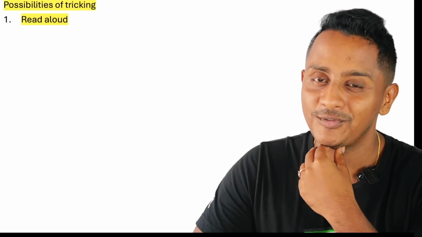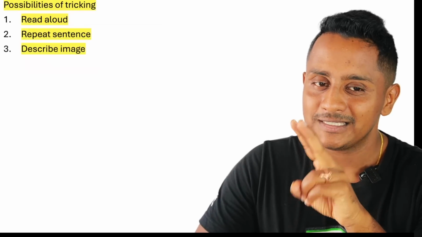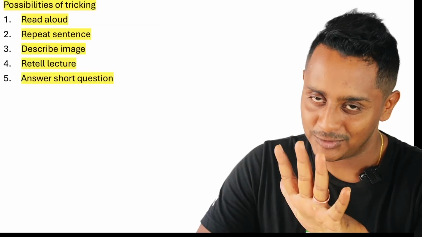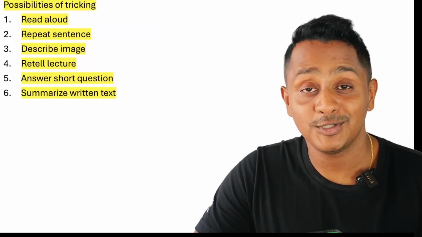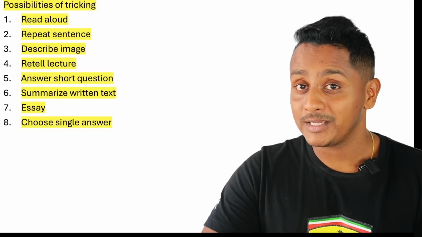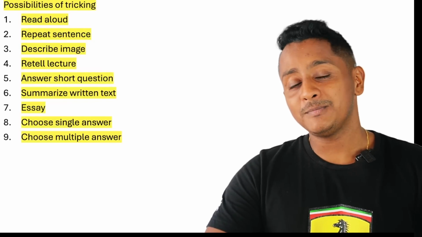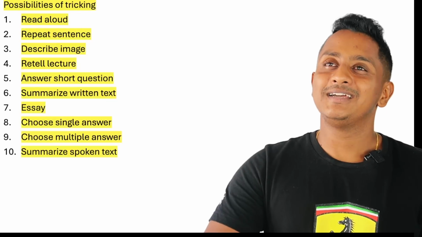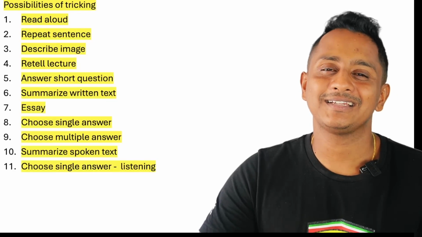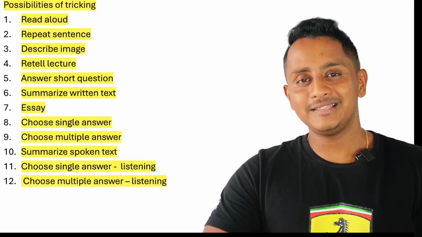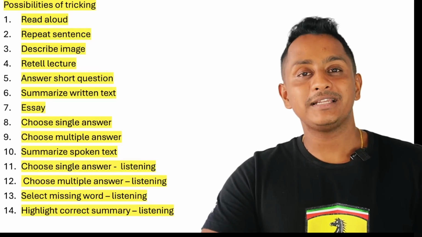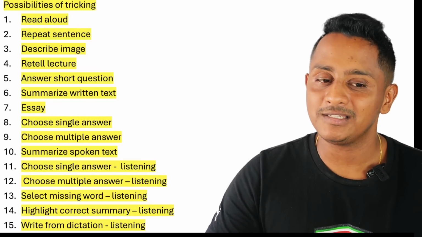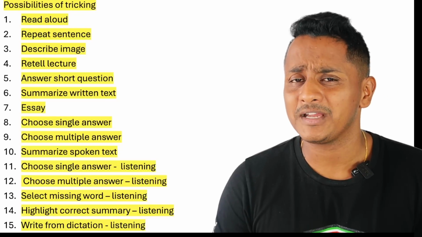I will be showing you how to trick in read aloud, repeat sentence, describe image, retell lecture, answer short question. Speaking, you can trick. Writing, summarize written text, you can trick. Essay, you can trick. Choose single answer, choose multiple answer in reading, you can trick. Summarize spoken text in listening, you can trick. Choose single answer listening, choose multiple answer listening, select missing word listening, highlight correct summary listening, and write from dictation listening. These 15 modules you can trick.